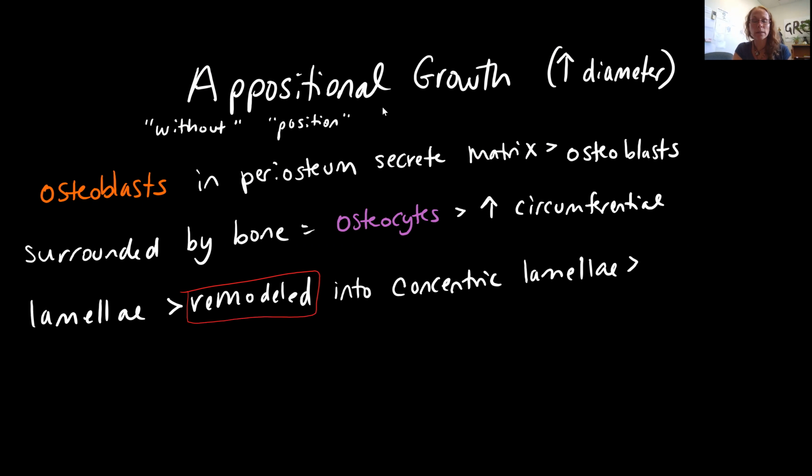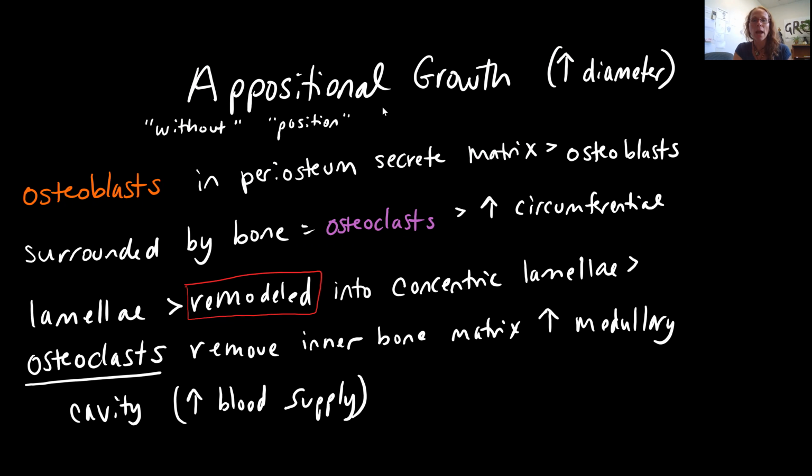Remodeled is talking about the job of those osteoclasts coming in, breaking apart the bone that's already formed, and then those osteoblasts rebuilding that bone. So it's going to change the way that that bone matrix is organized. And then we're going to see, in addition to those changes, that the osteoclasts are removing the inner bone matrix to increase the size of our medullary cavity.